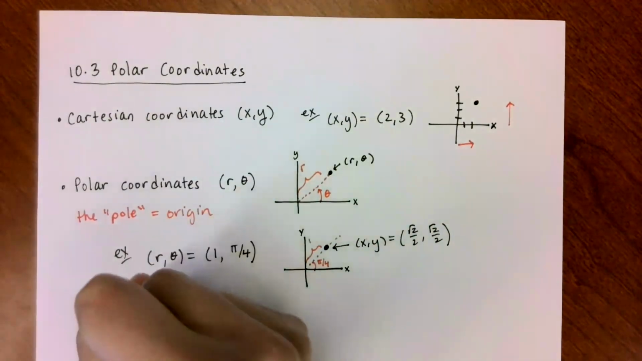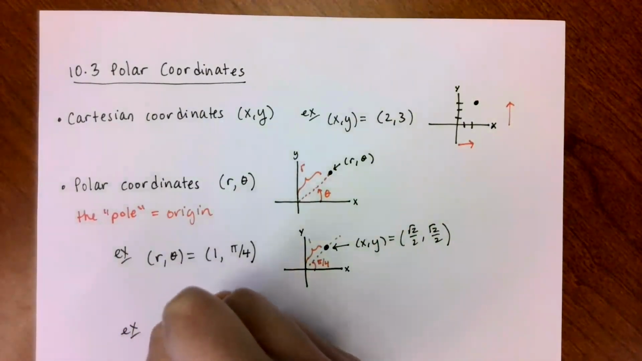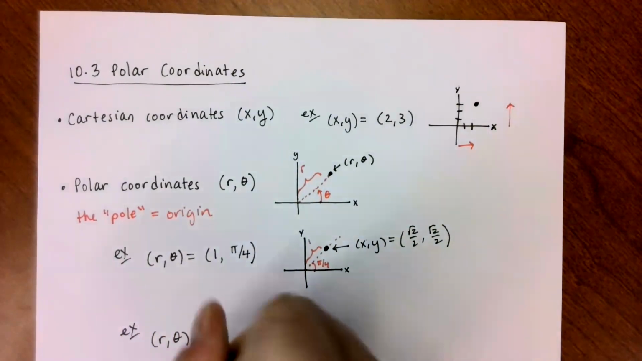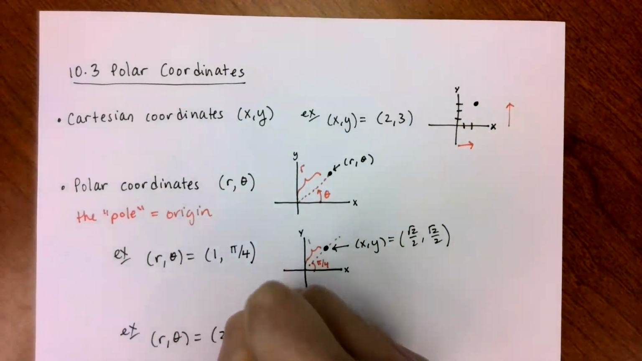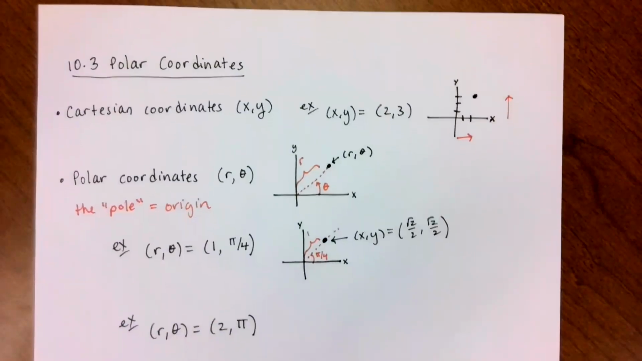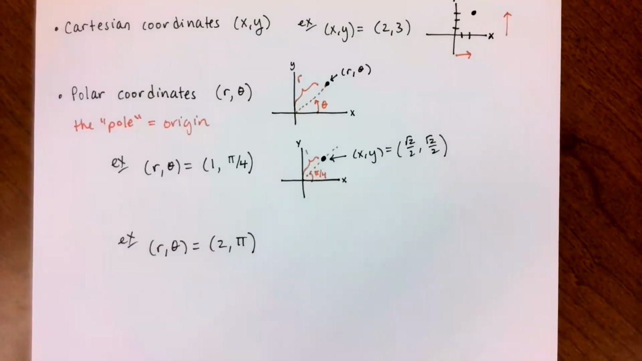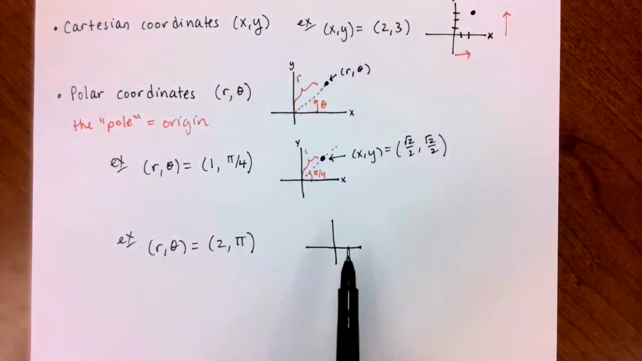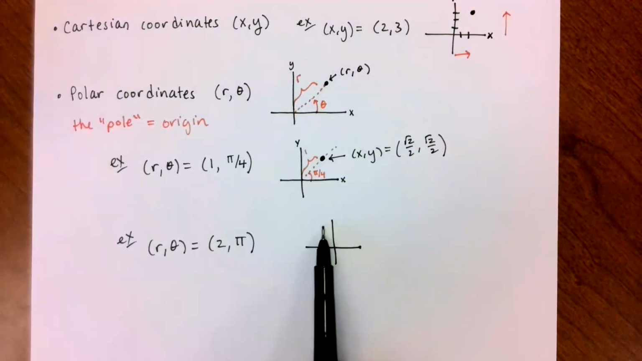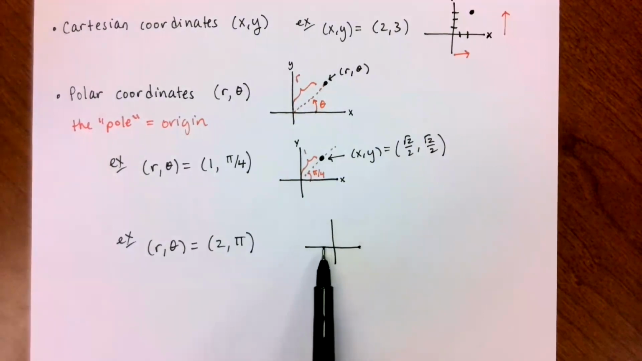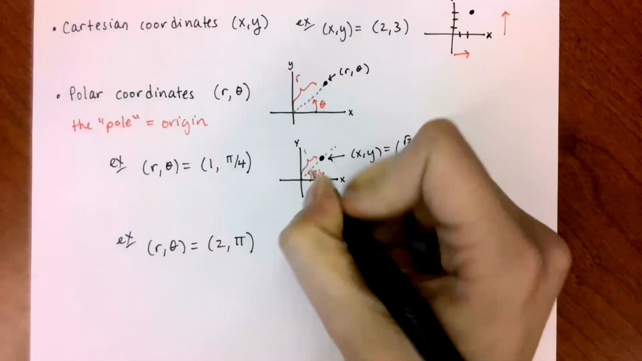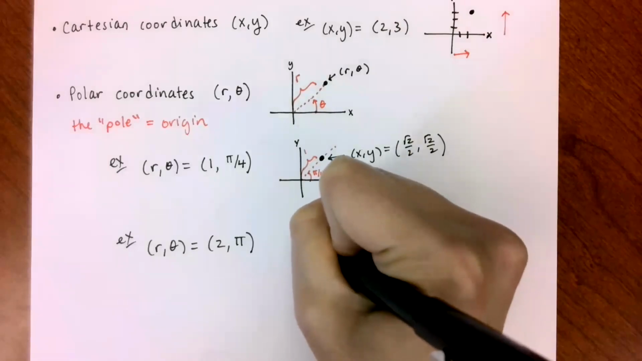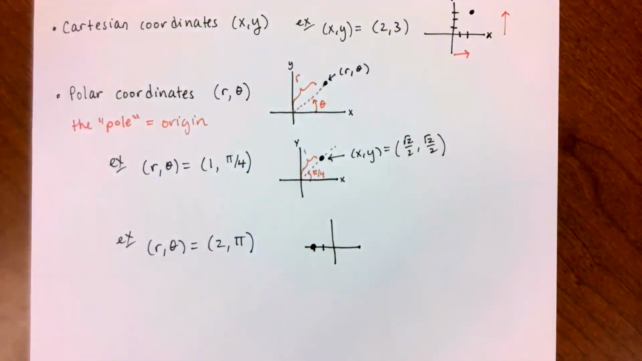Let's try one more. Let's say your r comma theta point is 2 comma pi. Okay, so again, I'm going to consider the angle first, even though it's listed second. So having an angle of pi brings me all the way over here to the negative x-axis. And if my radius out from the origin in that direction is 2, that puts me right here. The xy coordinates of that point would be negative 2 comma 0.